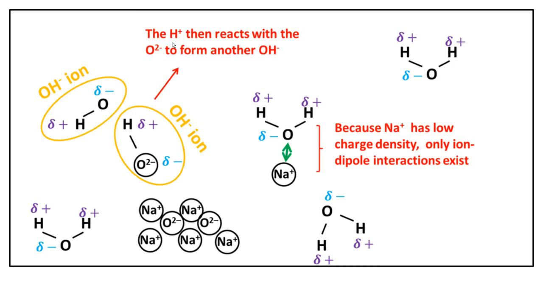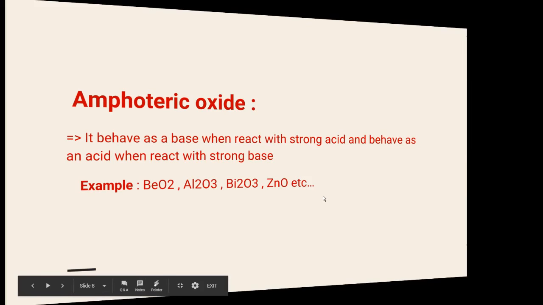The H⁺ ion from the water reacts with the O²⁻, the oxide ion, to form another OH⁻ ion, and in this way the concentration of hydroxide ions increases in the solution and the solution becomes basic. So this is the whole mechanism. I hope the concept is clear now.